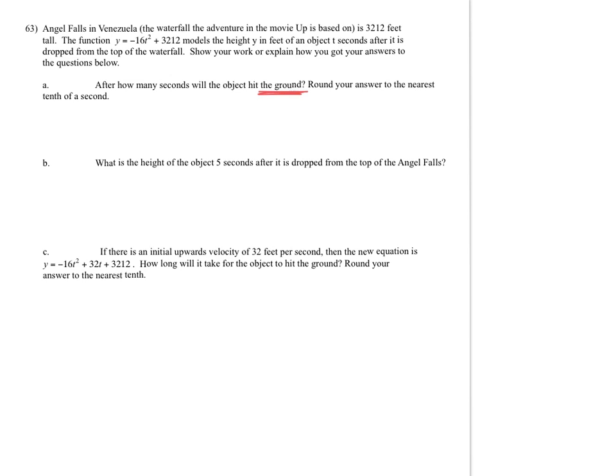The ground means y equals 0. So 0 equals negative 16 t squared plus 3212. Okay, I've got to solve for t. To get t by itself, I'm going to add 16t squared to both sides.